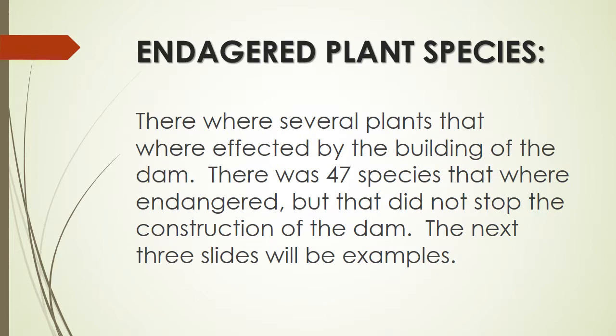Endangered plant species. There are several plants that were affected by the building of the dam. There are 47 species that were endangered, but that did not stop the construction of the dam. The next three examples will be slides that show endangered species.